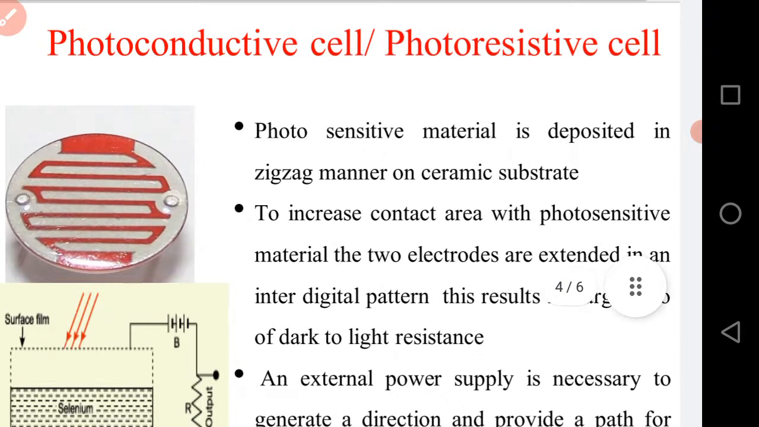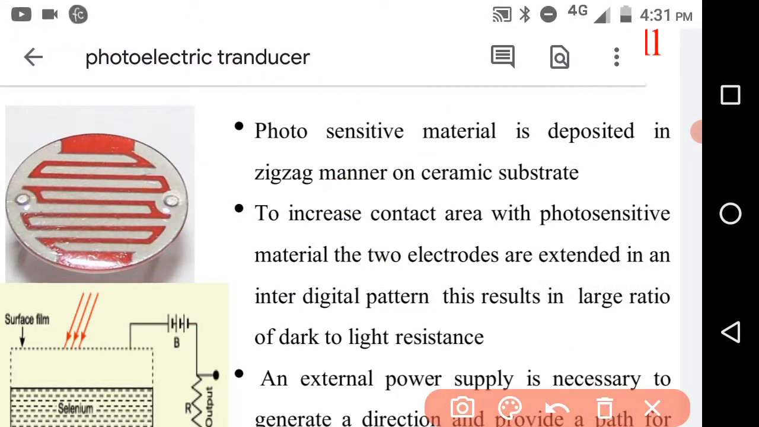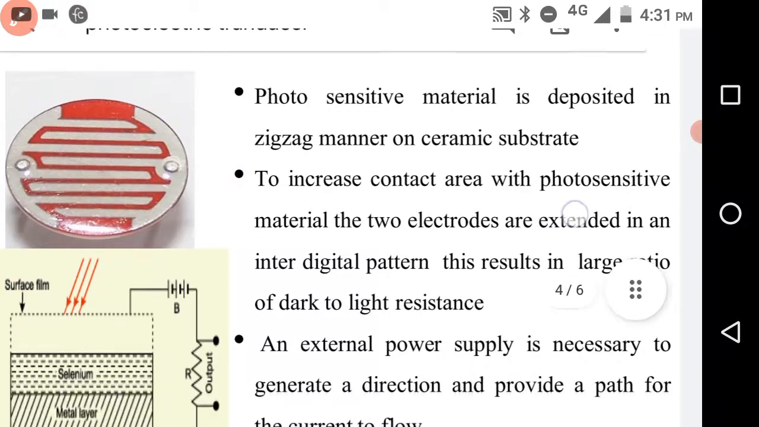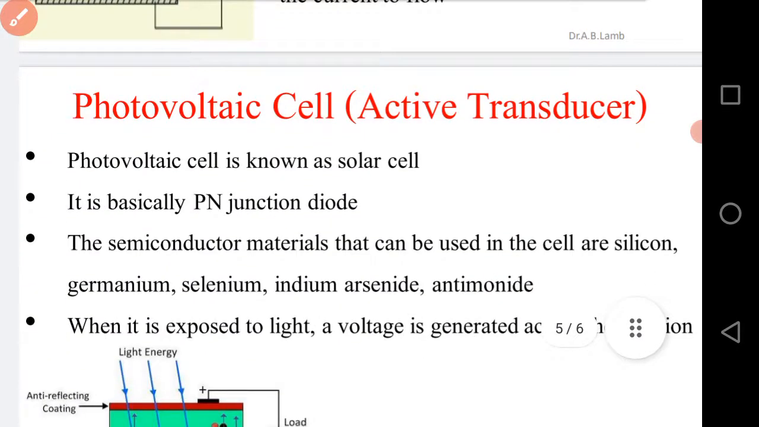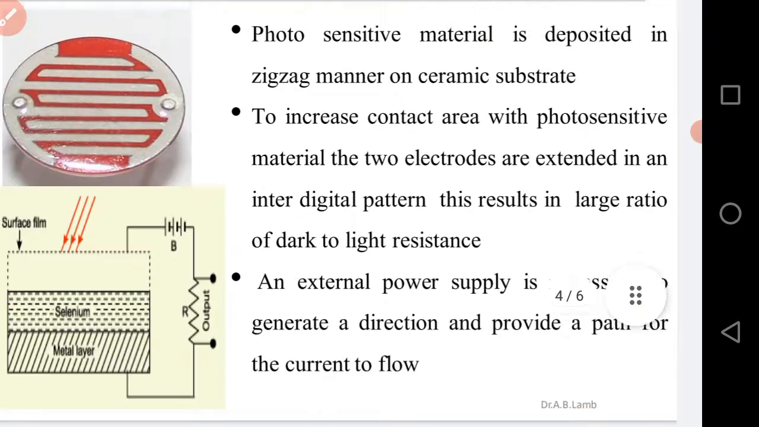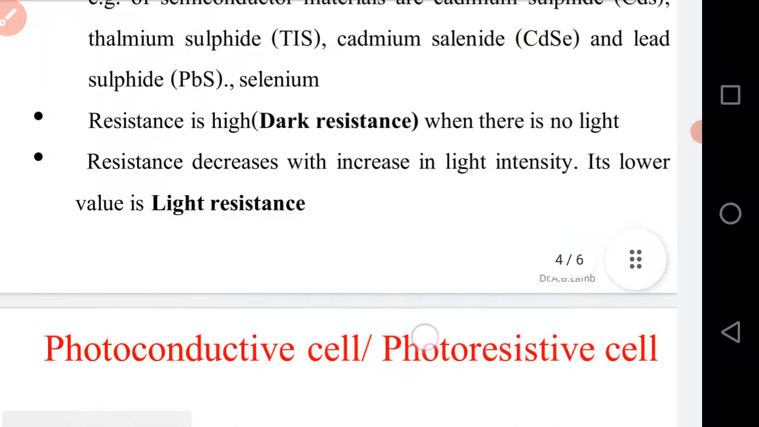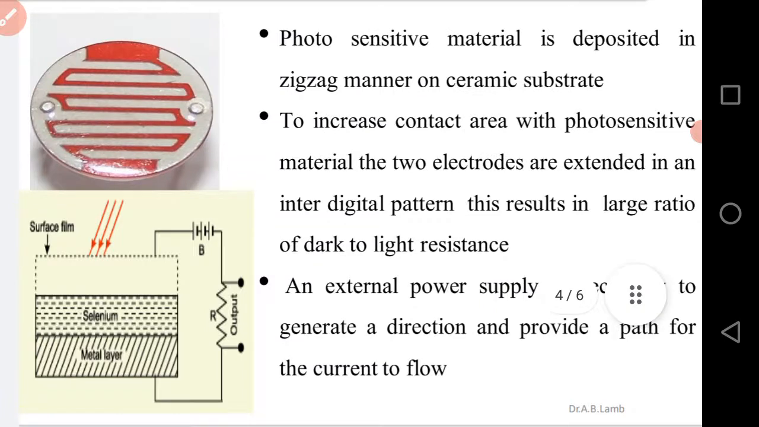Then the photosensitive material, this is one front view of the photoemissive or photoresistive or photoconductive cell. The material is deposited in a zigzag manner to make more contact, and two electrodes are drawn for the external connection. Next we will see photovoltaic cells. So this is a passive transducer because the battery is needed to have the current flow.